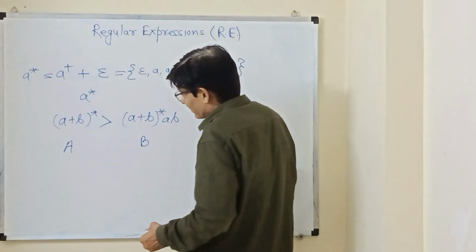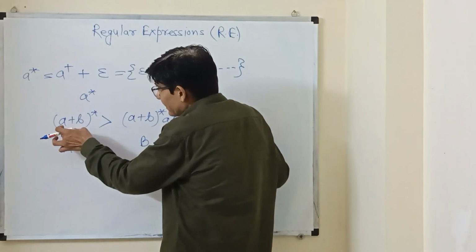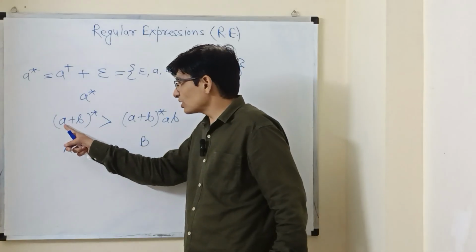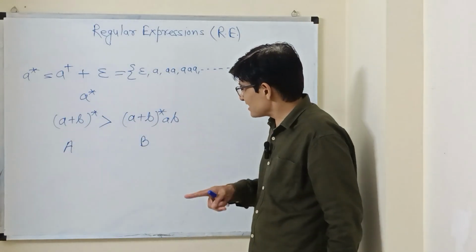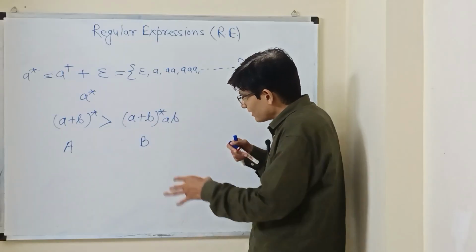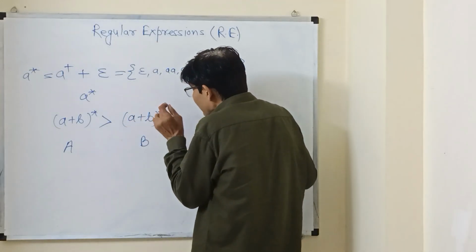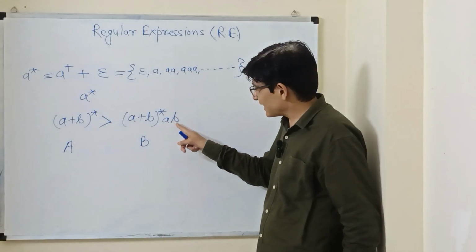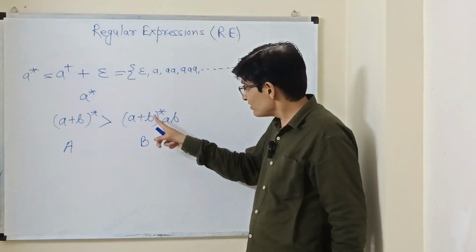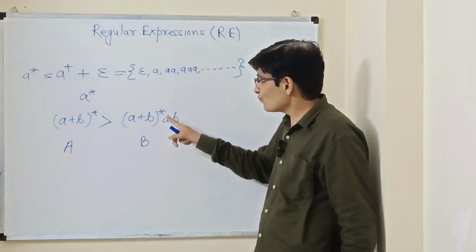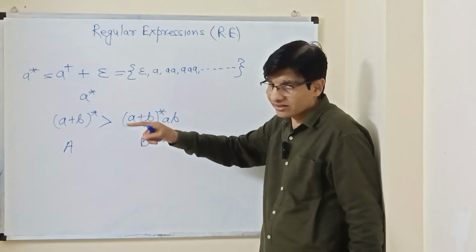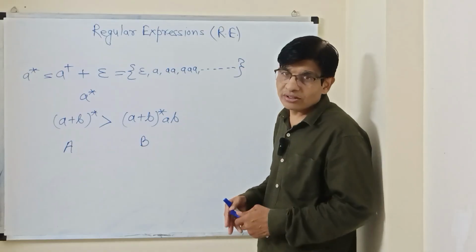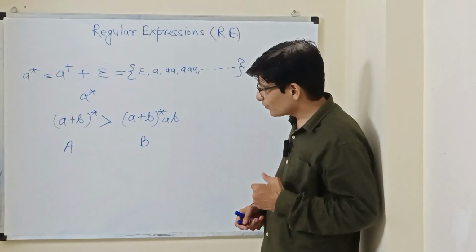You can see, my friend, in both expressions (A plus B) whole star is there. That means the Kleene closure of A plus B is in both regular expressions. In regular expression B, we have the additional string AB, but this will reduce the number of strings in the set. So this set is always bigger than this set. I hope, friend, it would be very much clear to all of you.